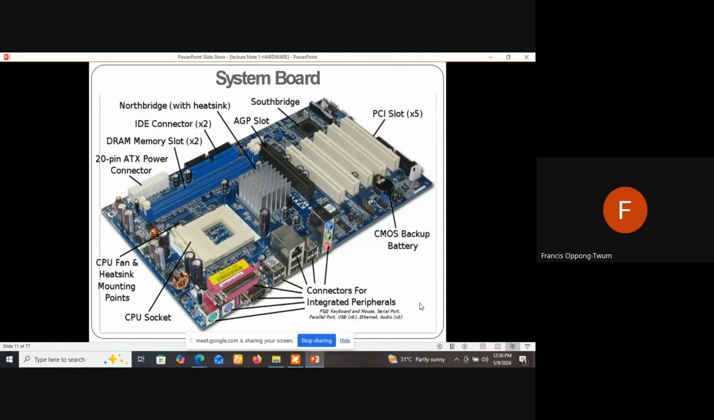Sometimes we refer to it as the main board. Like a human being, all our parts, our hands, our head, are connected to the backbone. So the motherboard can be regarded as the backbone of the computer, because the memory, the power supply, the processor and all those things are all sitting on the motherboard, and they take their power from the motherboard.